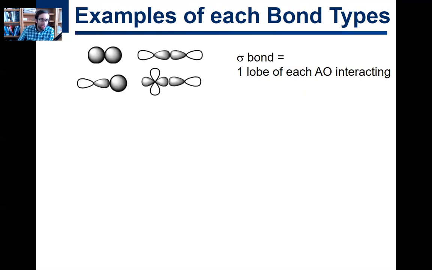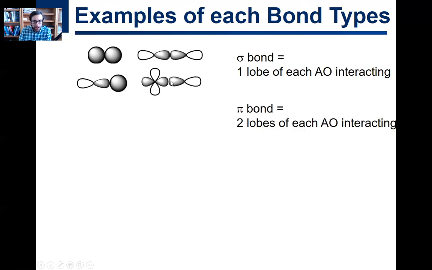So it has to do with the number of lobes of each atomic orbital interacting. So these are all examples of sigma bonds. One lobe of each atomic orbital interacts. One lobe with one lobe, sigma bond. One lobe of p, one lobe of s, interacting, sigma bond. One lobe of p, one lobe of p, interacting, sigma bond. One lobe of d, one lobe of p, interacting, sigma bond, okay? Pi bonds, you have two lobes of each atomic orbital interacting.